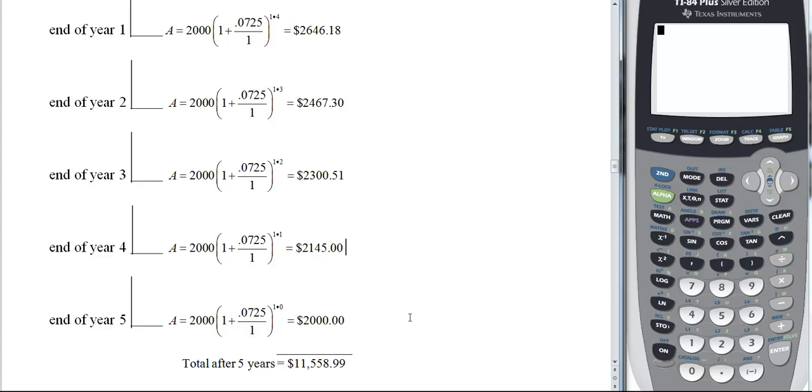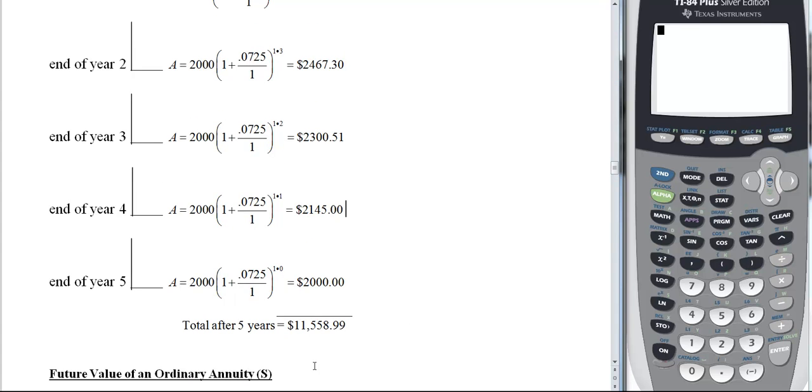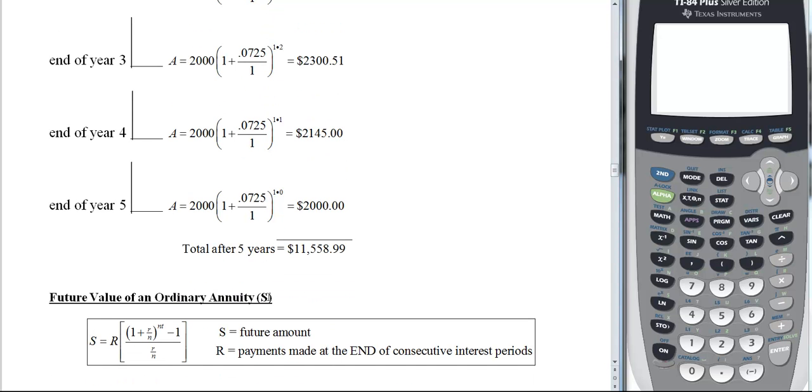So we do have a nice formula that we're going to look at. This is called the future value of an ordinary annuity. It's called S. It's different from A. S to me is a series or a sum of payments. R is the payment made at the end of the consecutive interest periods. So you see, we had an A in our other formula, but that was when we only had a one-time payment. This one, we have a series of payments. The R, N, and T are like what we knew in the past, same thing here. It's a little bit different formula, and how I have to work it in the calculator is a little bit different.